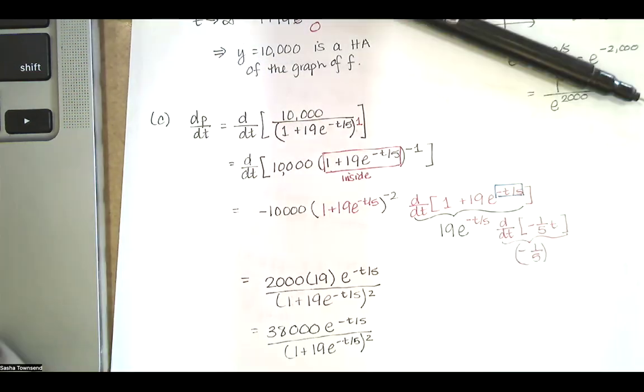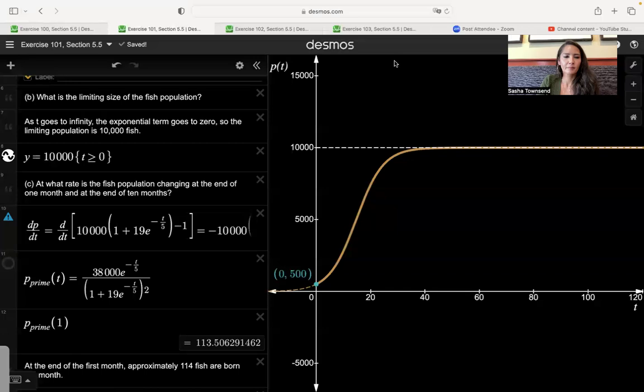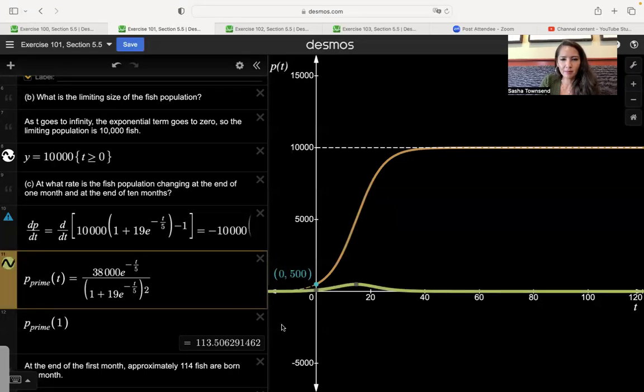Now, I think they asked for the rate of change of the population at a couple of different values of t. I don't remember what those are, so I'll check that out, and then we'll evaluate this function at those values of t. So this is our p prime. We see a little relative max at 14.72219. So about 14.7 months from the time those 500 fish were released into the lake, that rate of change is at a maximum. But we see that the rate of change is always positive.